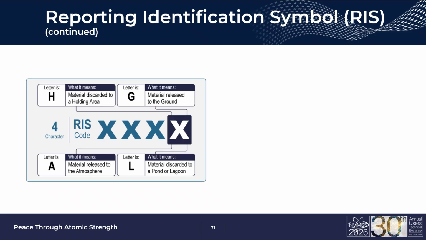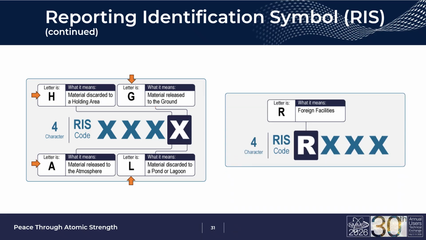In the case of RIS codes that are 4 characters in length, we need to review the 4th character of the RIS code. If the 4th character is the letter H, that RIS represents material discarded to a holding area. If the 4th character is G, that is material released to the ground. A fourth character that is the letter A is material released to the atmosphere. And finally, if the fourth character is the letter L, that RIS represents material discarded to a pond or lagoon.